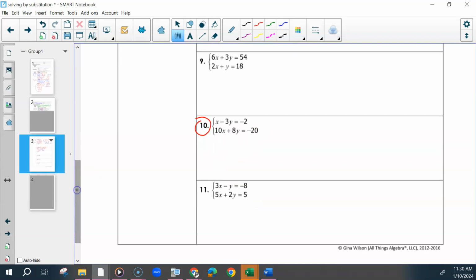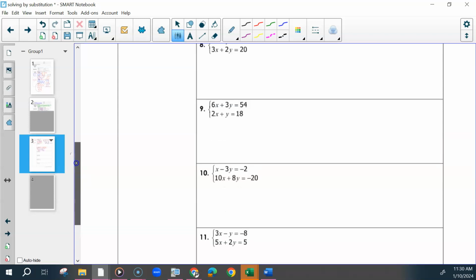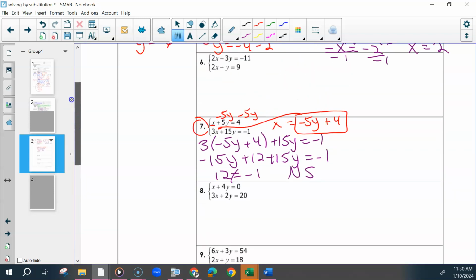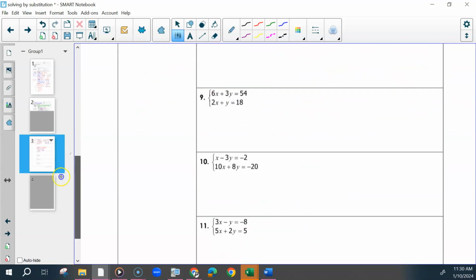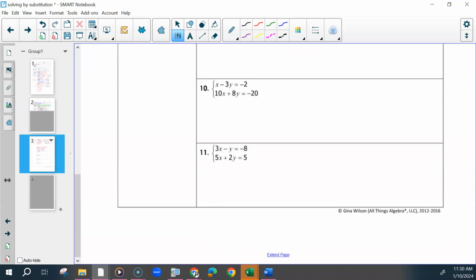Alright, number 10. Which variable are we going to solve for? X in the first one. Actually, let's do a different one where we solve for negative 1. 11. Yeah, it's all 1. Okay, so let's do 11 instead. Solve for y. How would we get that y by itself? Subtracting 3x. Divided by negative 1. Negative y equals negative 3x minus 8. Divide everything by negative 1.